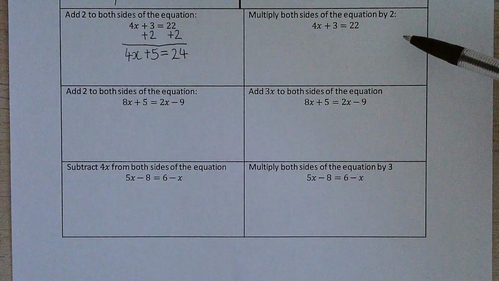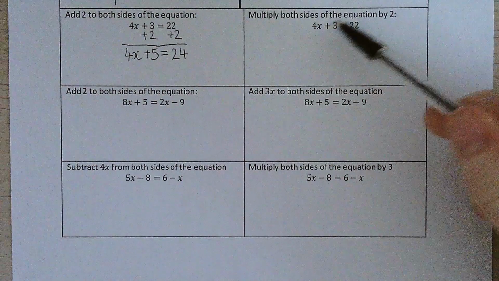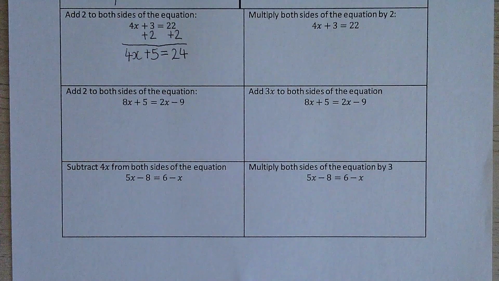On to the next question. We have the same equation of 4x plus 3 equals 22, but now we need to multiply both sides of the equation by 2. Multiplying works slightly differently to adding. That's because in algebra we don't need to have like terms in order to multiply. We can just multiply parts of algebra together anyway.